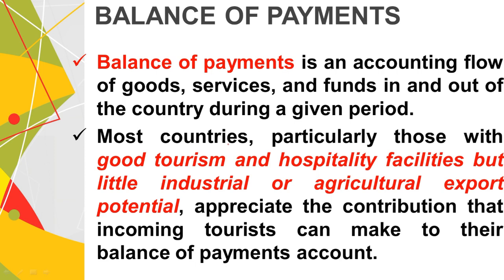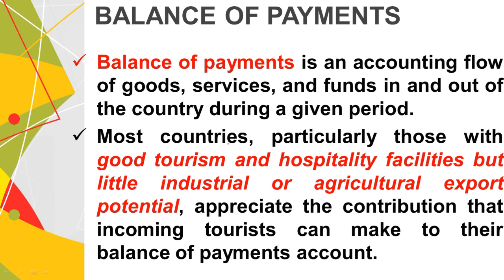So next one is the balance of payment. So, balance of payment is an accounting flow of goods, services, and funds in and out of the country during a given period. So, most countries, particularly those with good tourism and hospitality facilities but little industrial or agricultural export potential, appreciate the contribution that incoming tourists can make to their balance of payment accounts. So, ano ba tong sinasabi natin na balance of payment?